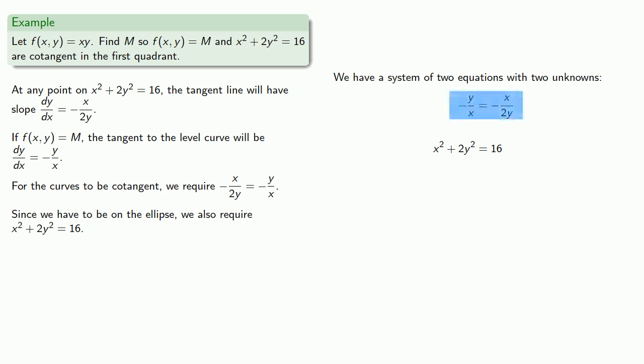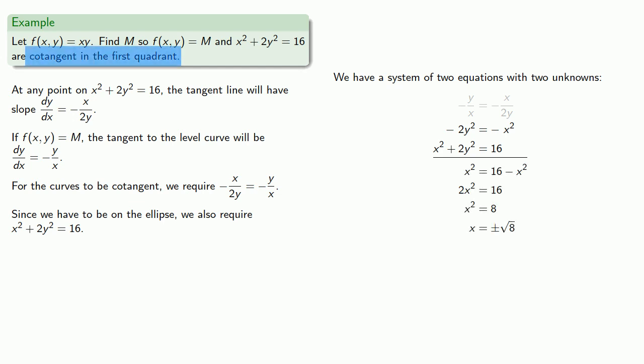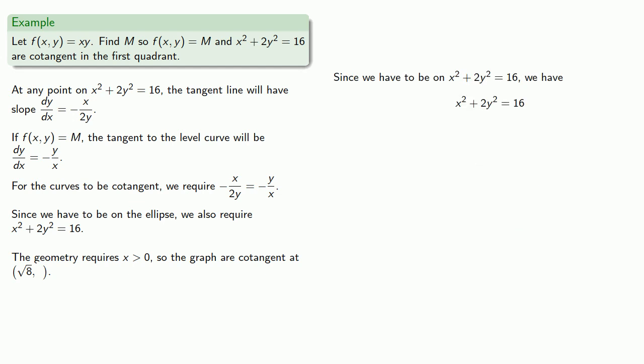Let's go ahead and take this first equation and multiply to eliminate those fractions, and solve. Now, since we are restricting ourselves to being cotangent in the first quadrant, the geometry requires x to be greater than 0. So we take the positive solution. Again, we have to be on the curve x squared plus 2y squared equals 16. So once we know the x value, we can compute the y value. And again, since we're looking in the first quadrant, we'll just take the positive y value. And we find the two graphs will be cotangent at square root of 8, 2. And finally, we want to find the value of our objective function x y. And so at this point, f of x y is equal to 2 square root of 8.